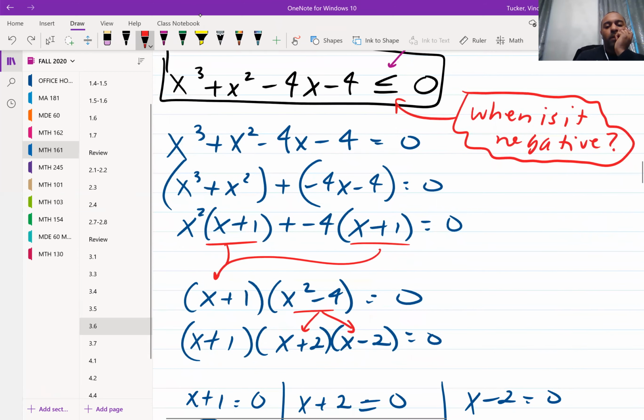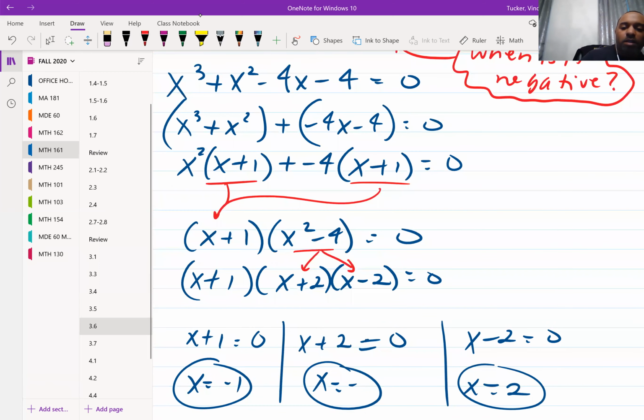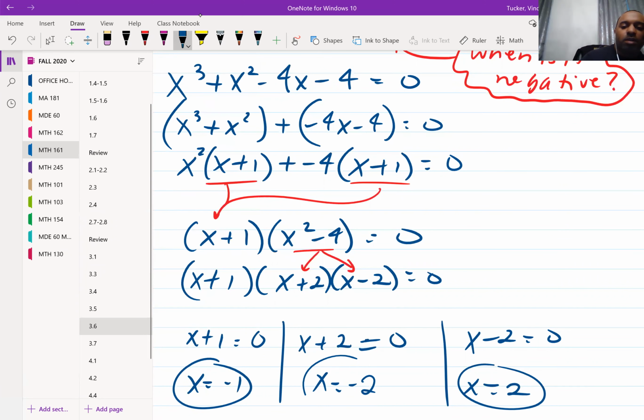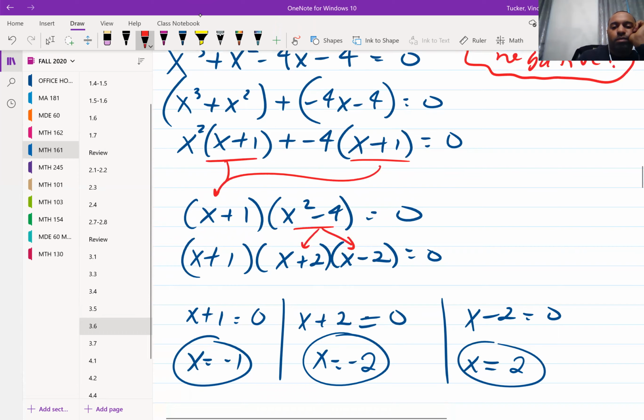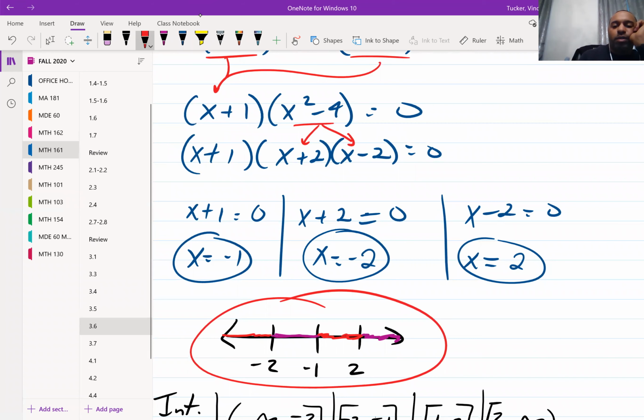All right. So each part equal to 0 gives me my intervals, my solutions. All right, any problems? So just like before, it helps us set up our intervals.